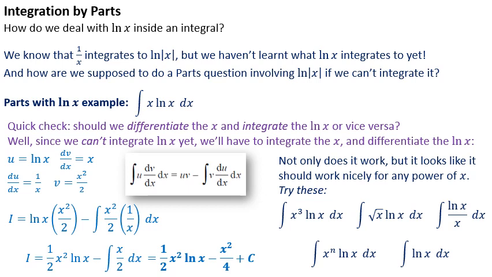We can even do it with stranger powers of x. It doesn't have to be polynomials, it could be other awkward powers of x. X to the half multiplied by ln x, not a problem. X to the minus 1 multiplied by ln x. So it may not look like a parts problem, ln x over x, but it essentially is. You can think of it as a power of x multiplied by ln x.